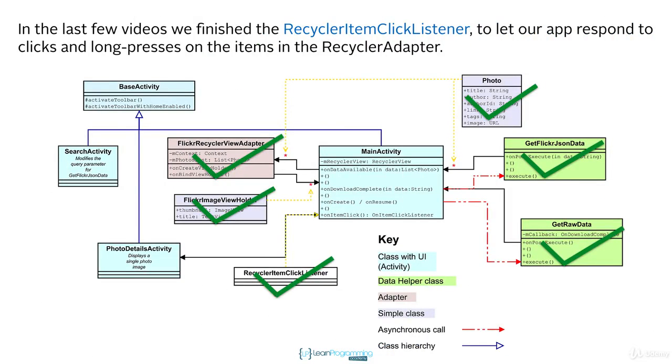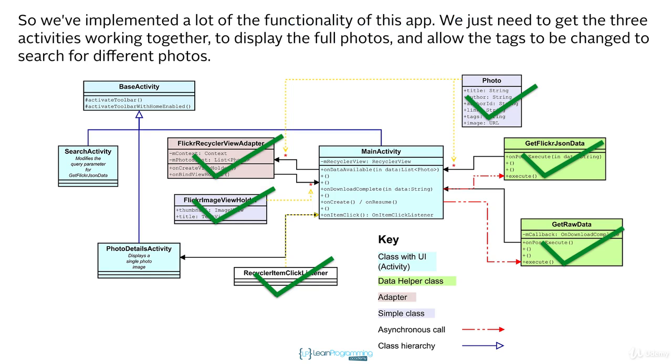Now in the last few videos, we finished the Recycler item click listener to let our app respond to clicks and long presses on the items in the Recycler adapter. So we've implemented a lot of the functionality of this app. We just need to get the three activities working together to display the full photos and allow the tags to be changed to search for different photos.